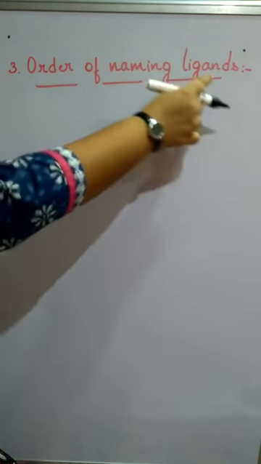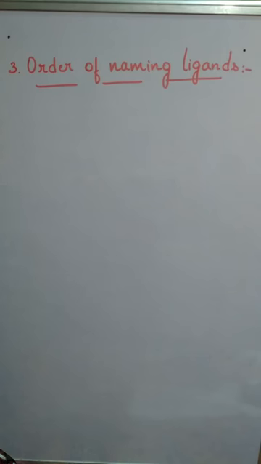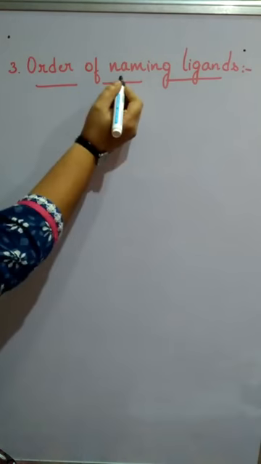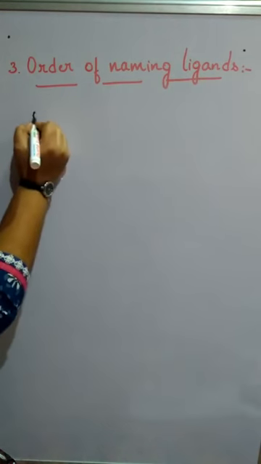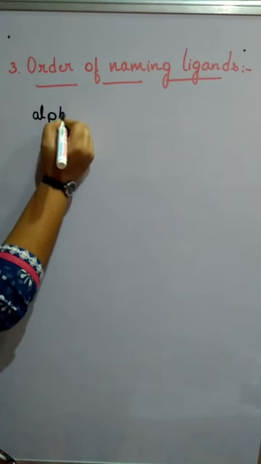Next point, second point already we have discussed, that is the ligands, how to name them. Now, order of naming ligands. So in which order the ligands have to be named, that is what the heading means. So the ligands have to be named in alphabetical order.